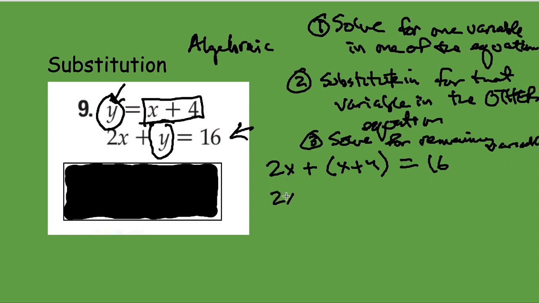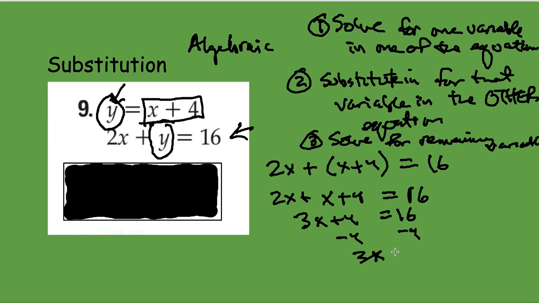So let's do that. You get 2x, let's drop our parentheses, and then add these up. 2x and x make 3x plus 4 equals 16. I'm getting ahead of myself. Subtract 4, and then you get 3x equals 12, and therefore x is equal to 4. Divide both sides by 3.